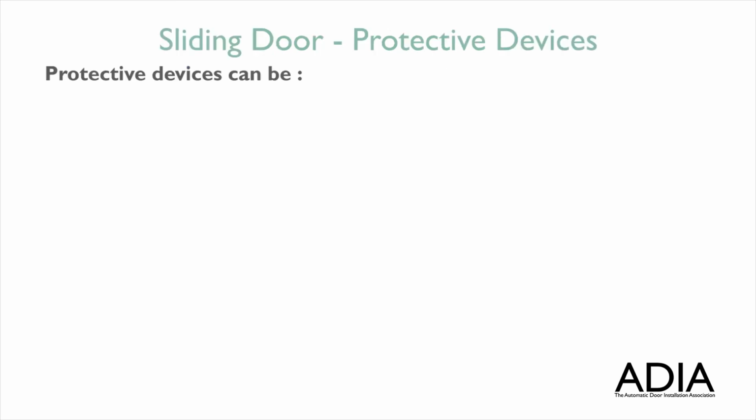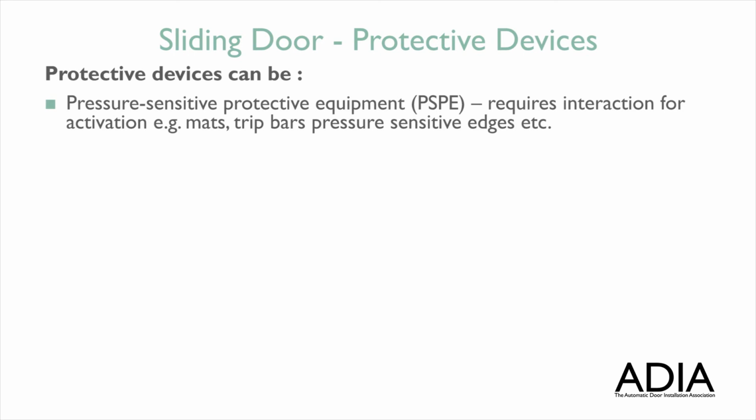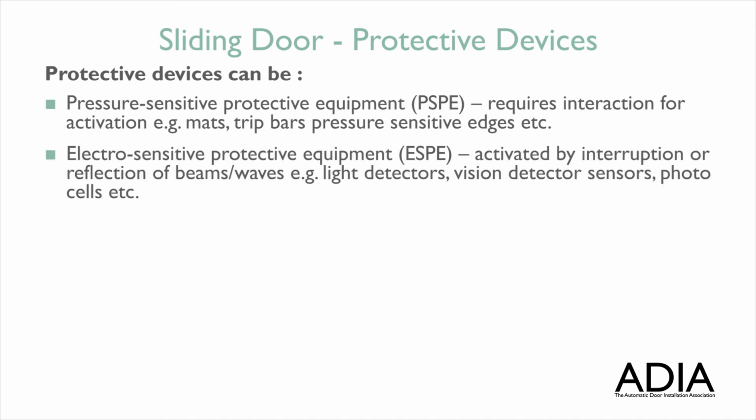Protective devices can be pressure sensitive protective equipment, PSPE, which requires interaction for activation, for example, mats, trip bars, pressure sensitive edges, etc. Electrosensitive protective equipment, ESPE, is activated by interruption or reflection of beams and waves, for example, light detectors, vision detector sensors, photocells, etc.